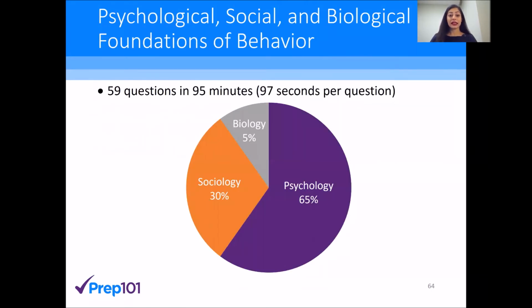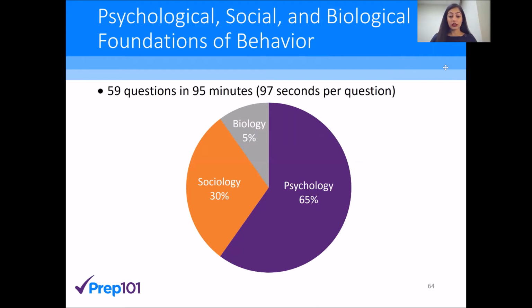And then the last section that you'll see is the new one. This is the psychological, social, and biological foundations of behavior section. Again, it is 59 questions, 95 minutes, just like the other two science sections. And therefore, you have 97 seconds per question, but you don't really, because you have to read that passage.